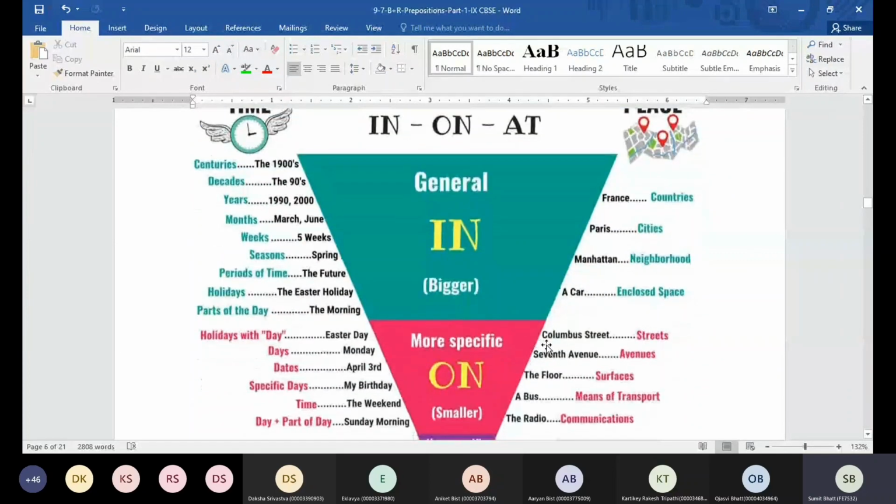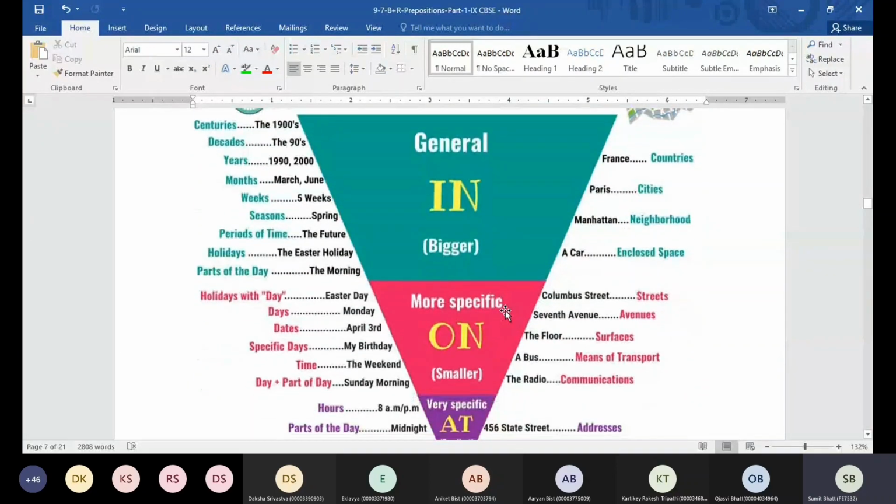Now once again, if you refer to general or bigger areas, we use the word "in". "In" is used for countries, cities, neighborhoods, and enclosed spaces. Like, he lives in France, in Paris, in Manhattan, or he was in a car. When I say "in a car", we are talking about an enclosed space, covered from the top, right, left and all sides. So we can use "in a car".